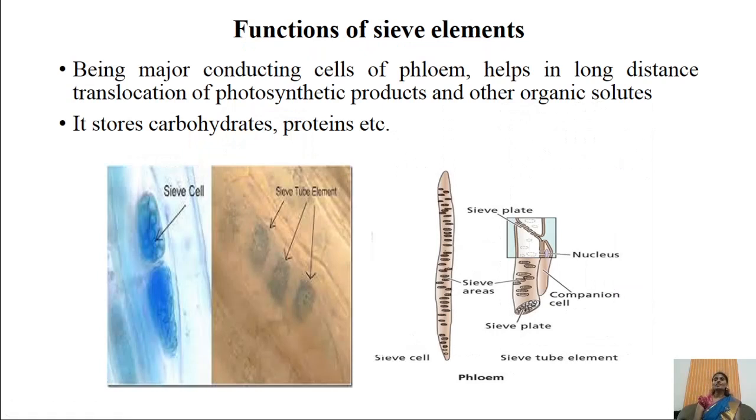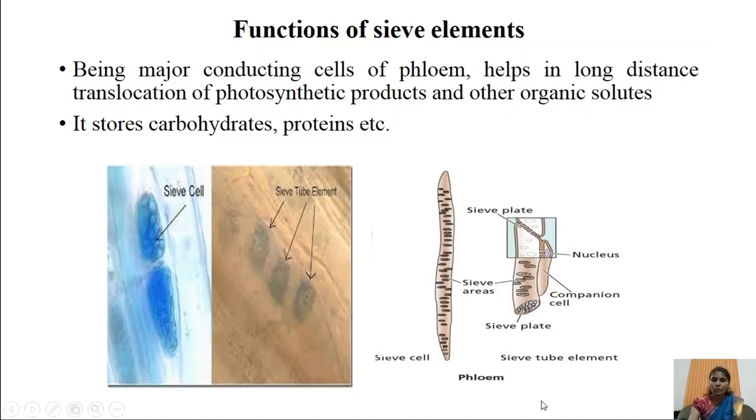Then coming to the functions of sieve elements, being the major conducting cells of phloem, they are the cells which mainly help in conduction. They help in long distance translocation of photosynthetic products and other organic solutes. So from source to sink, they are the cells which generally help in translocation or conduction of food material. Along with the translocation, these sieve elements also store carbohydrates and proteins.